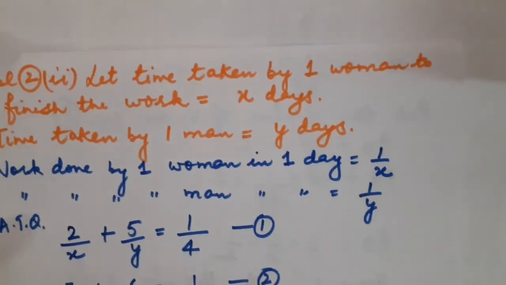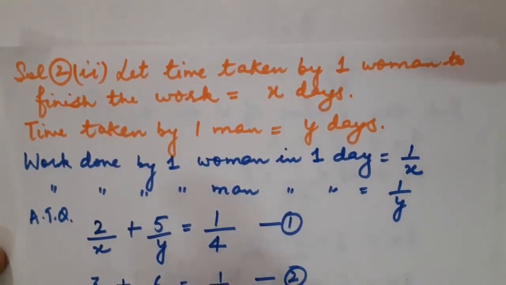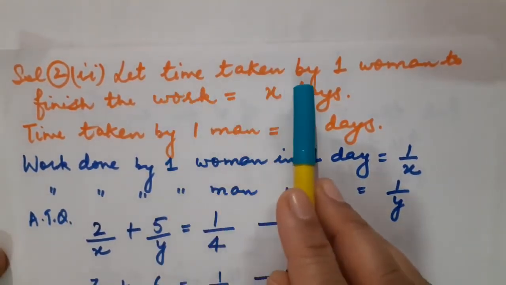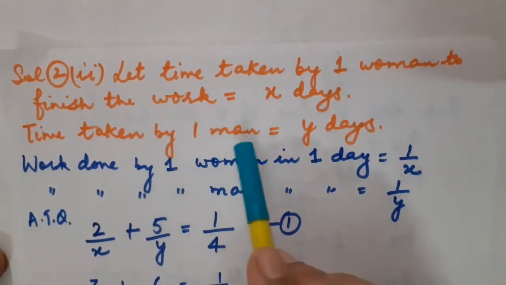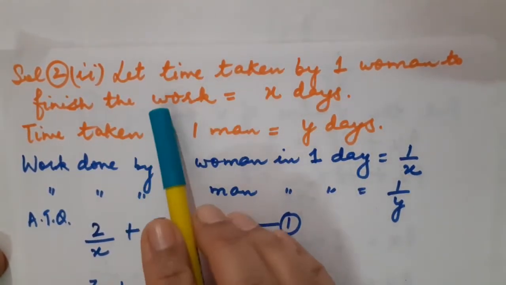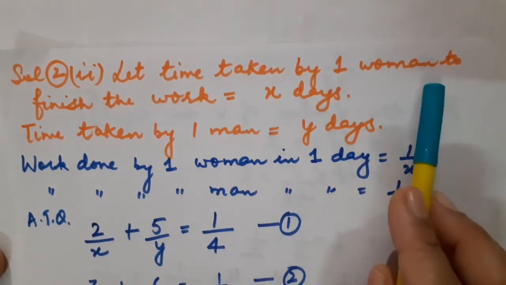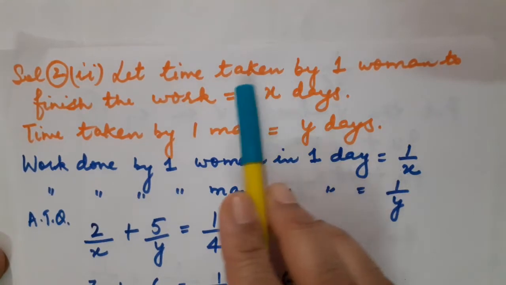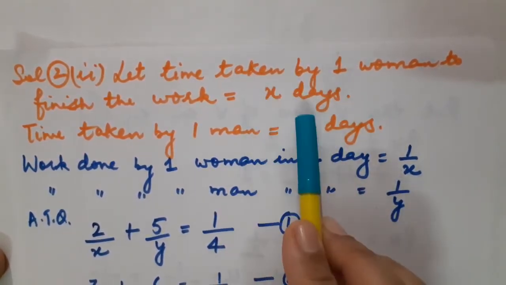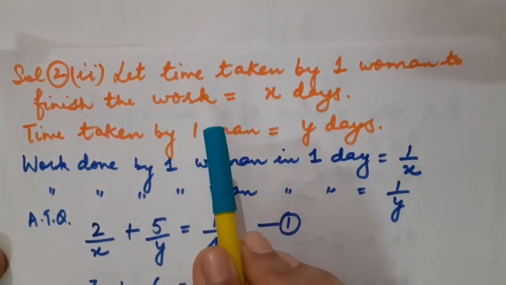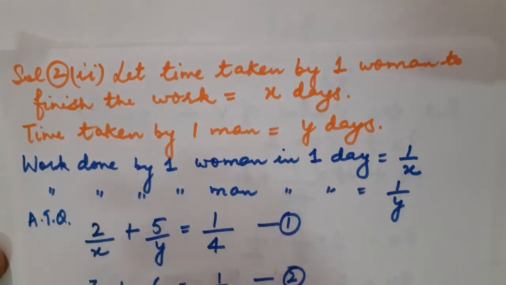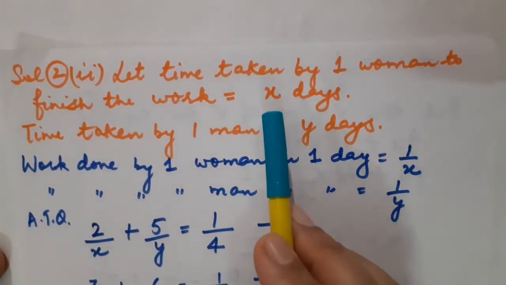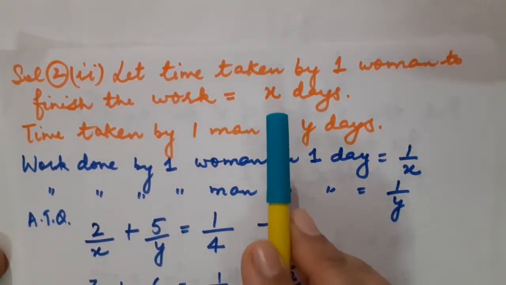Clear, children? So the same concept I am going to apply here. As we have to calculate the time taken by one woman as well as by one man, the same I am going to assume. Let the time taken by one woman to finish the work be x days. Children, you let me know, if the woman is going to take x days to complete one task, how much work will be done by that woman in 1 day? That would be 1/x. This is nothing but the reciprocal of the time taken by the person.